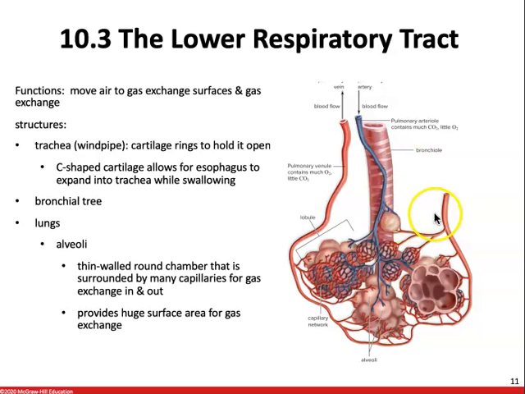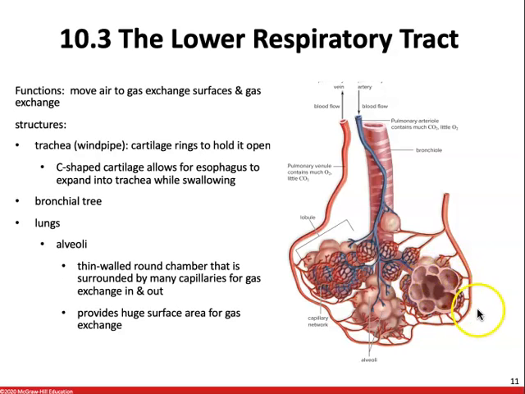Moving down from there, we then have the bronchial tree. The bronchial tree has two primary bronchi that lead away from the trachea into the lungs. The primary bronchi branch into secondary bronchi, which then continue to branch and branch and branch until we reach the smaller bronchioles that are only about 1 millimeter in diameter. The bronchi have cartilage like the trachea, but as they get smaller, the cartilage starts to disappear.